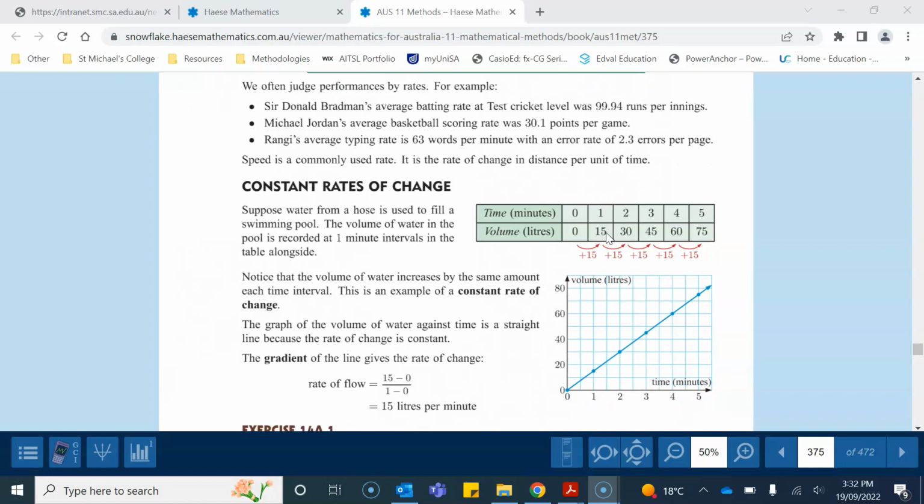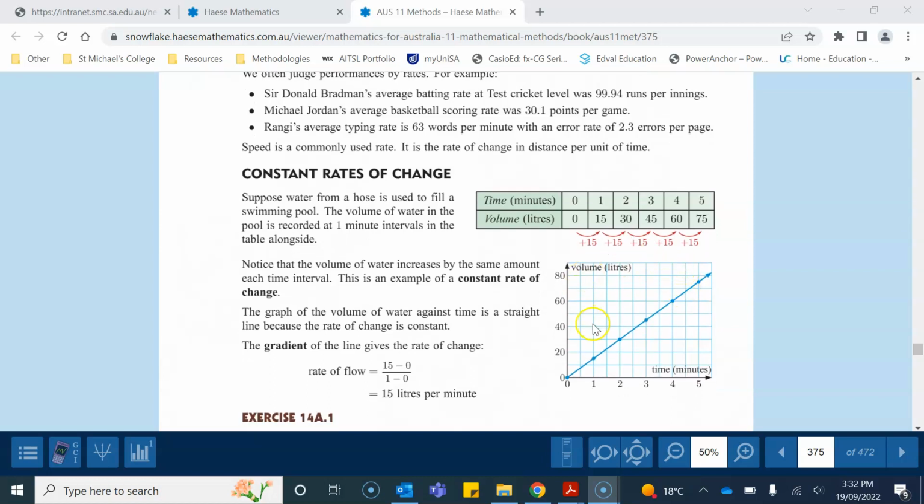If I'm looking at this example here, we're filling up a pool with water. Basically, they're comparing how does the amount of water increase per minute. So you can see as time increases by 1 minute intervals, the amount of water we have is increasing by 15 litres. So because the increase in water is the same each time, we actually have a constant rate of change or a constant rate of increase.